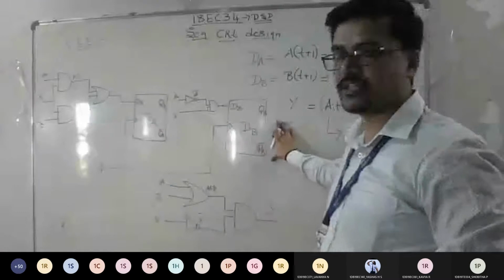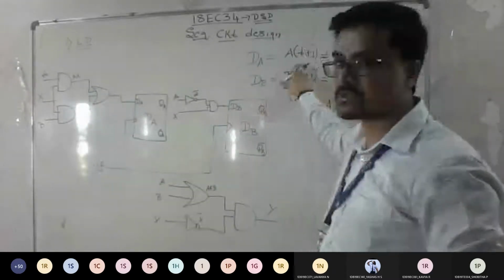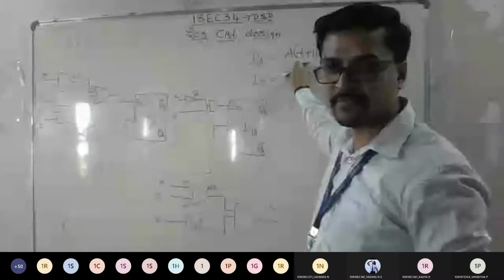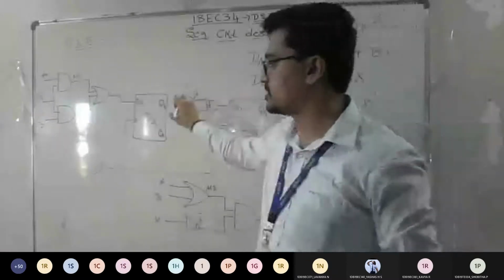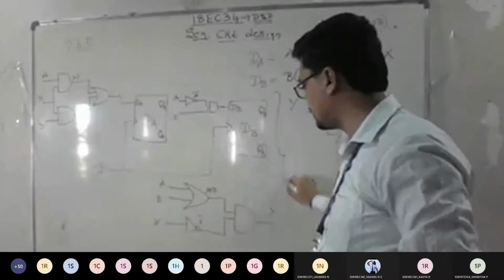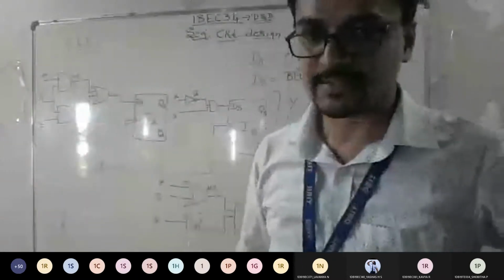See, for the D flip-flop, DA and DB were given in terms of A of T plus 1 and B of T plus 1. I just designated that in the logic diagram. This completes the first part of what was asked in the problem.